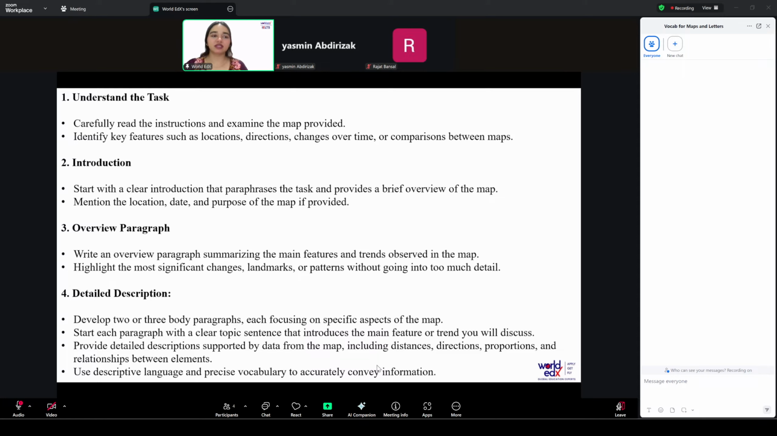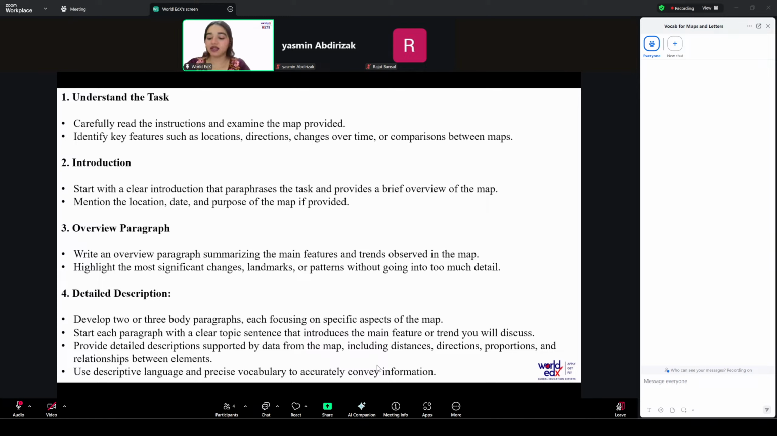So that's how you basically paraphrase. And then the overview is nothing but the summary of what you observed in the map, what changed, what did not change, what pattern remained constant, and if there was any very significant change, be it an increase or decrease. You write everything in the overview. Then when we talk about the detailed description, these are your body paragraphs.